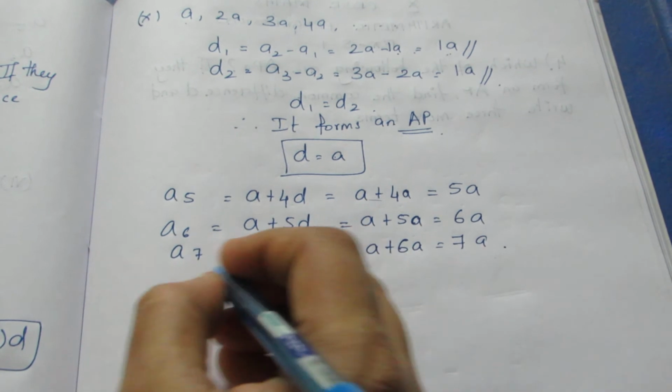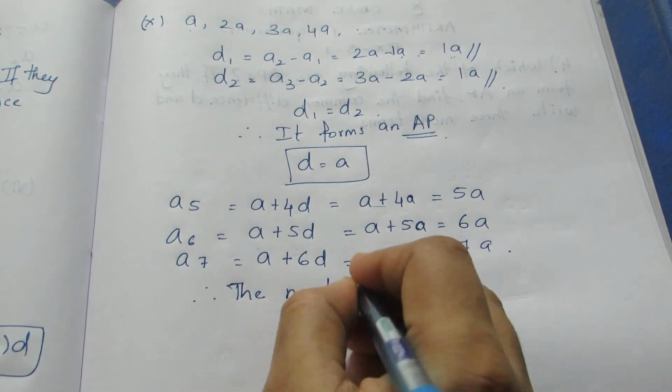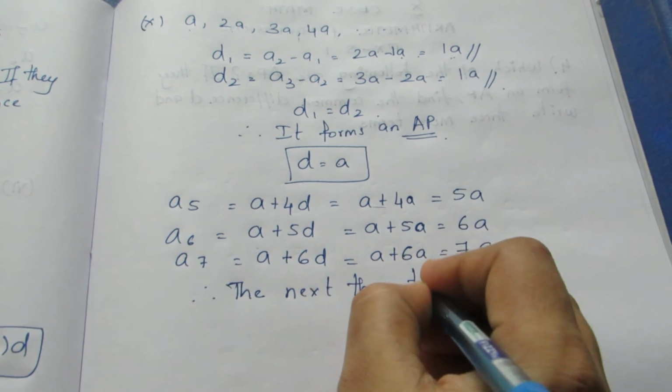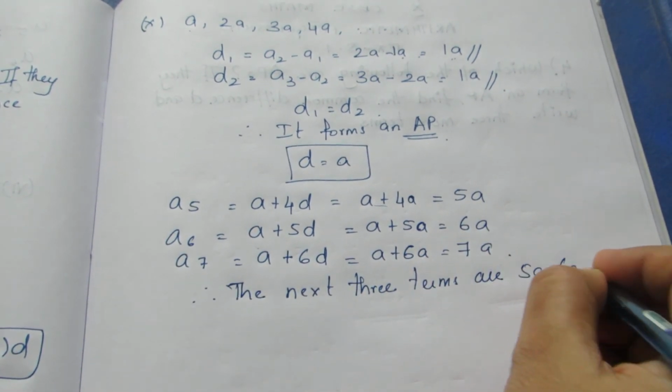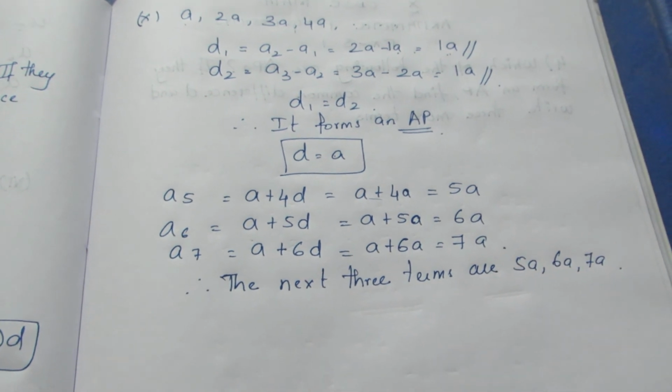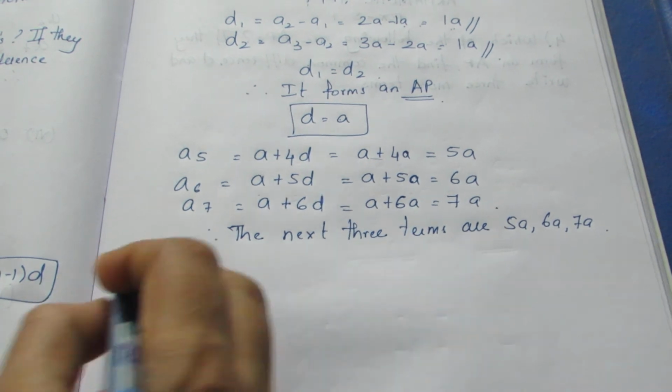So therefore the next three terms are 5A, 6A, 7A. So we have found the next three terms of the sum. We'll move on to the 11th one.